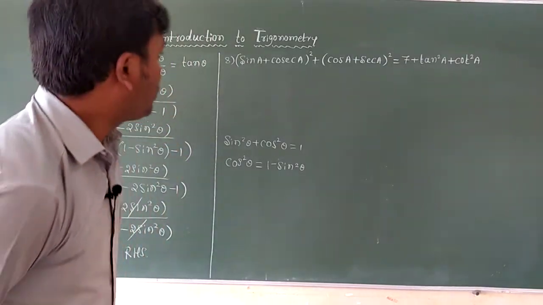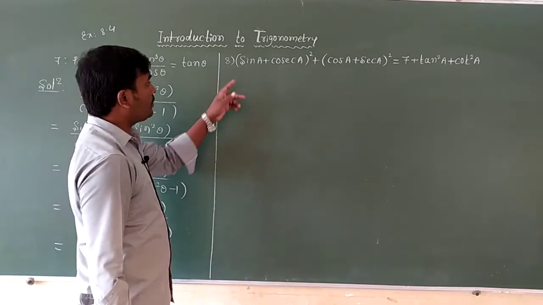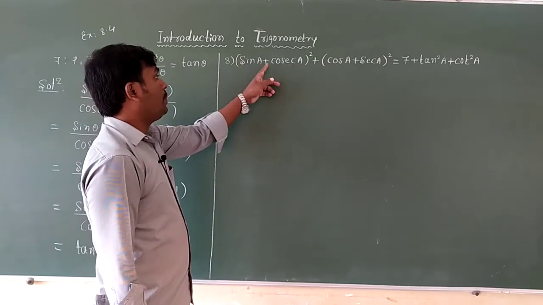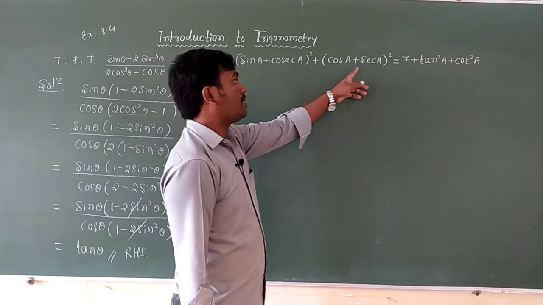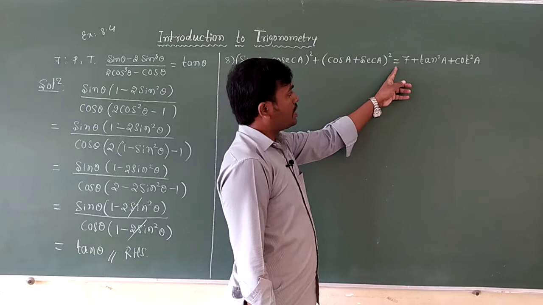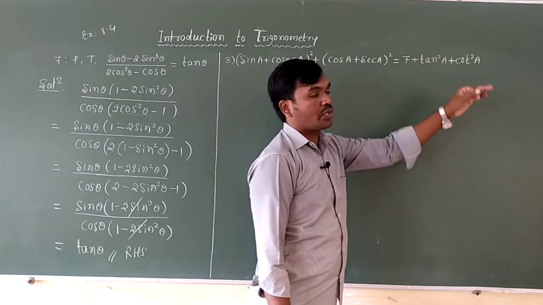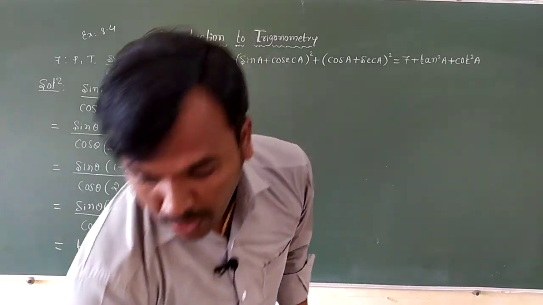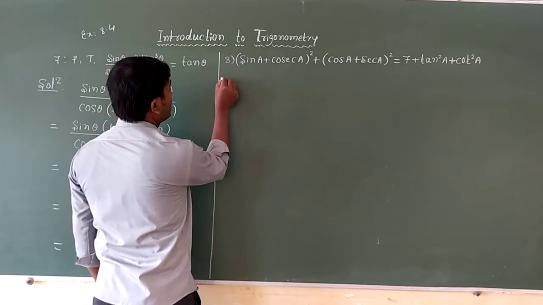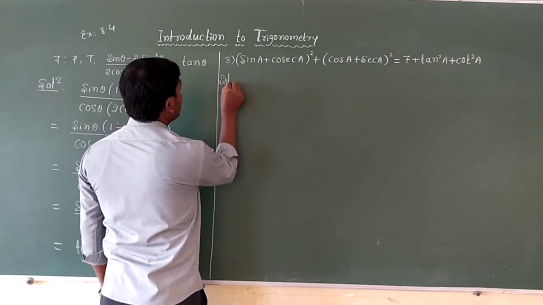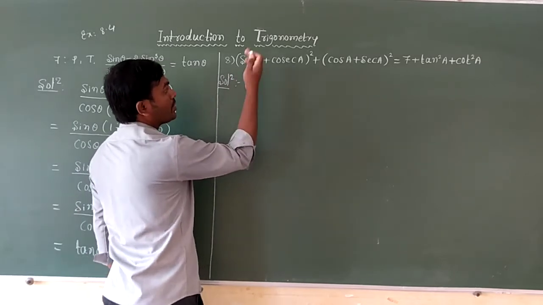Here the next problem is problem number 8. We have to prove that (sin A plus cosec A) whole squared plus (cos A plus sec A) whole squared is equal to 7 plus tan square A plus cot square A. This is what we need to prove. Let us prove it, children, again by taking the LHS. Here I will take the LHS and expand this one, it is in the form of (a plus b) whole square.